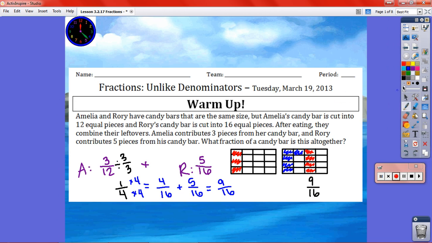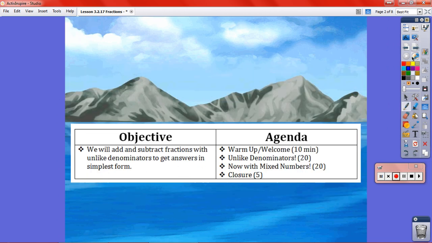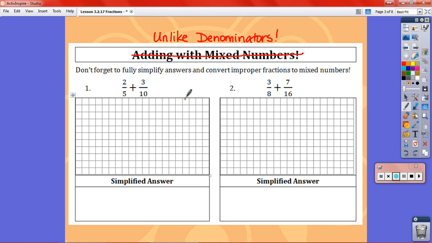We're going to be doing the same thing today. Our objective is that we will add and subtract fractions with unlike denominators to get answers in simplest form. We're going to look at that with simple fractions and also with mixed numbers. So first, I forgot to change the title here.